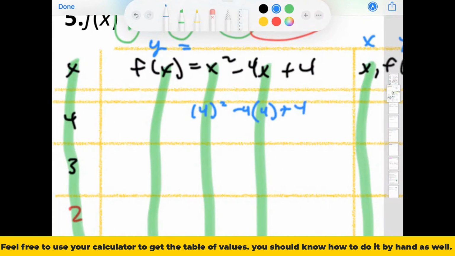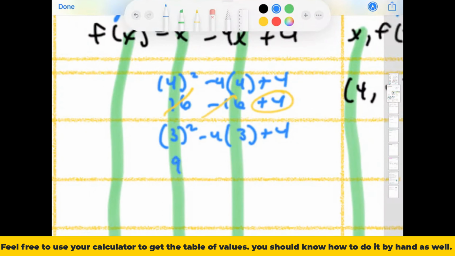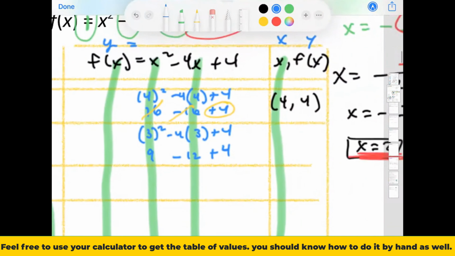Feel free to use a calculator. 4 squared is 16. Negative 4 times 4 is negative 16 plus 4. So that equals 0, and we're just left with 4. So my ordered pair is going to be 4, comma 4, because our x value is 4, and my y value, or my output, or my answer is 4. Okay, let's do 3. Feel free to use a calculator. 3 squared is 9, minus 12 plus 4. So 9 minus 12 is negative 3. Negative 3 plus 4 is positive 1. My answer is 3, comma 1.